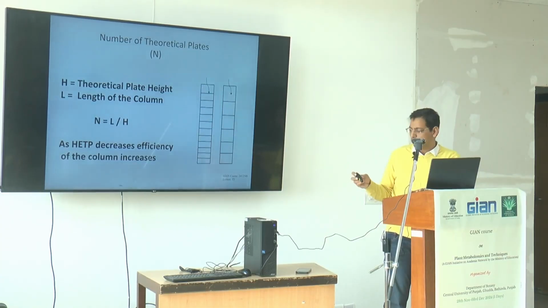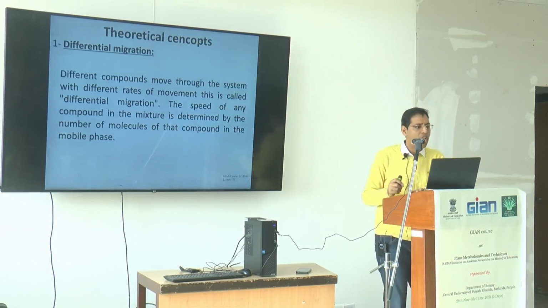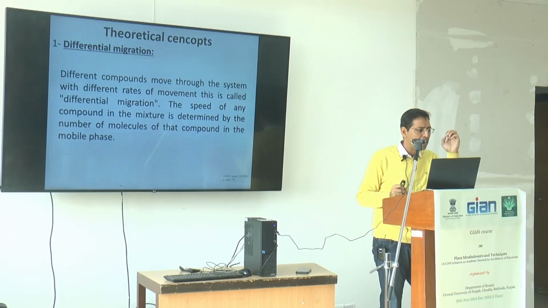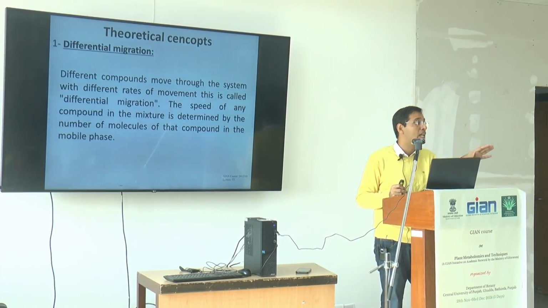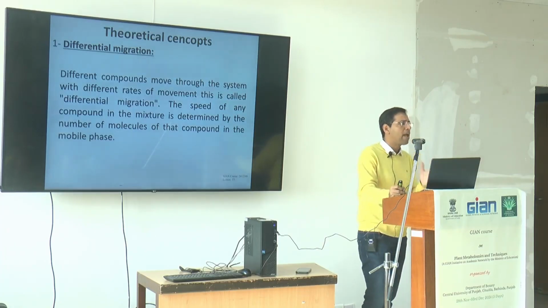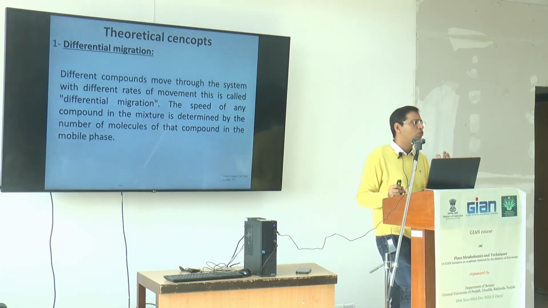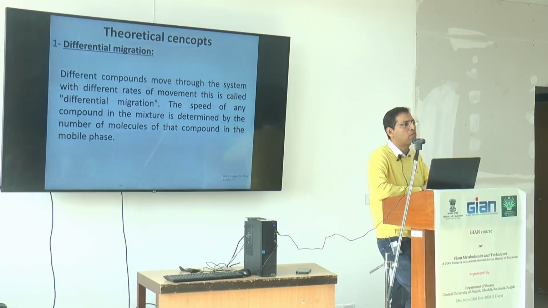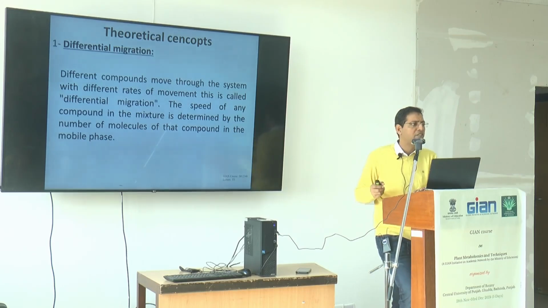So basically these theoretical concepts come into the picture when you have to understand differential migration. Differential migration is a phenomenon by which the speed of the different compounds in the mixture is determined by the number of molecules of that particular metabolite present in the mobile phase. So our target is that the maximum components must be present in the mobile phase so that it can give early peaks of detection. Some compounds come too late because they interact with the stationary phase, and that's why they require time to come up with the mobile phase with the passage of time. So that's why differential migration comes up.